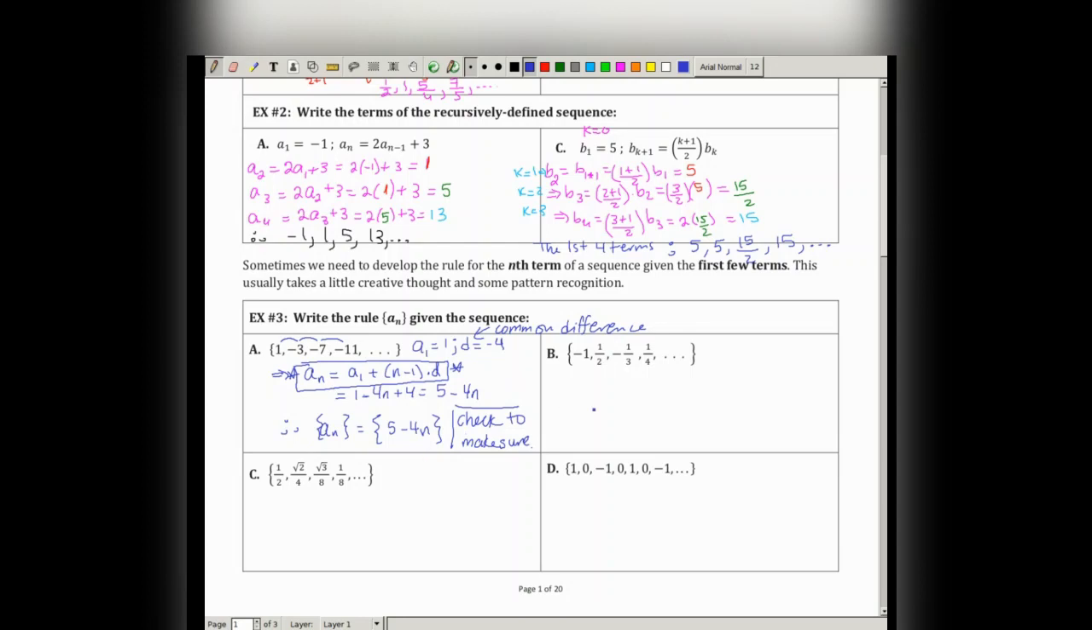All right, let's take a look at the next one. I have minus 1 and then 1/2 and then minus 1/3 and then 1/4. So immediately everybody notices what? Alternating signs, which means that my a sub n is going to have a negative 1 to the power n in it, right? Negative 1 to the power n, and then this is 2, then 3, then 4. These are counting numbers. This is just 1 over n.